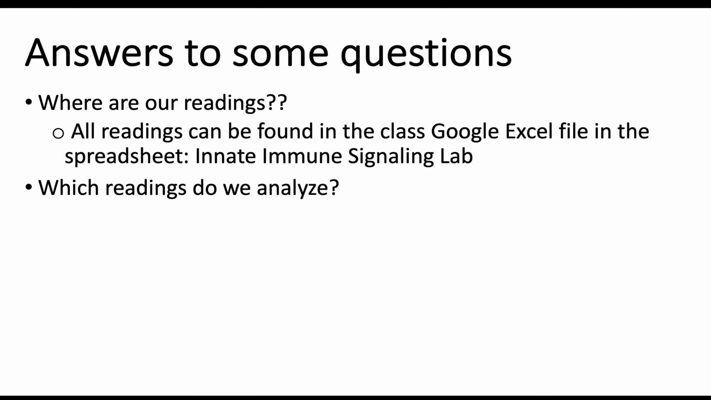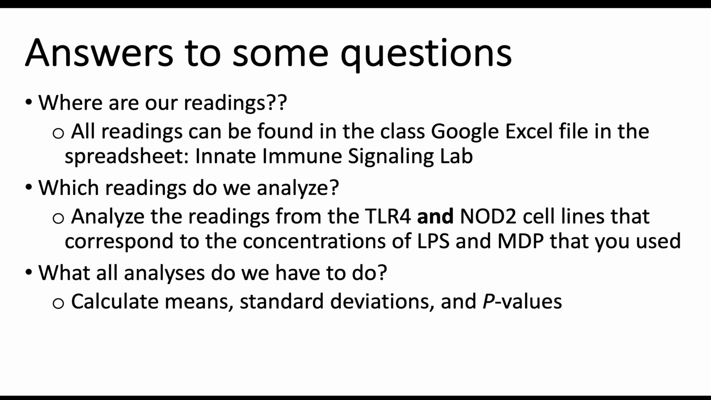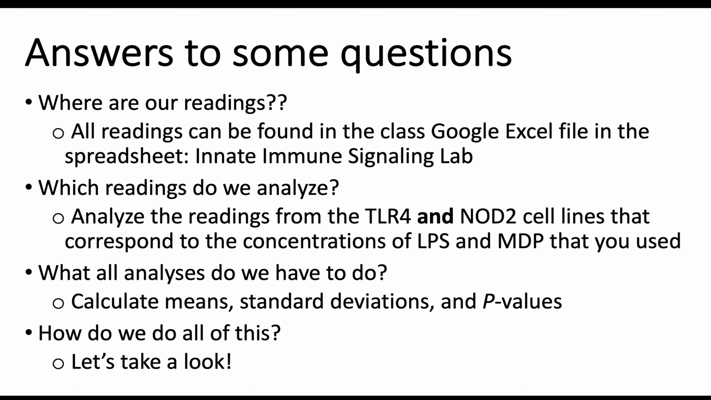We will also answer the question of what readings to analyze. For that, we will be analyzing the readings from both the TLR4 and the NOD2 cell line, but we will look at only those readings that correspond to the concentrations of LPS and MDP that your group used. We will also address the question of what analysis we have to do, and we will look at how to calculate the means, the standard deviations, and the p-values for the data that we obtained. And finally, how do we do all of this? So let's go ahead and have a look.